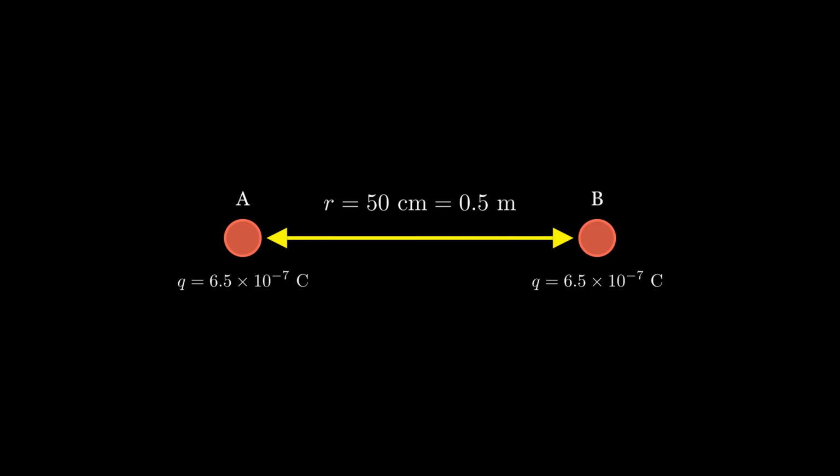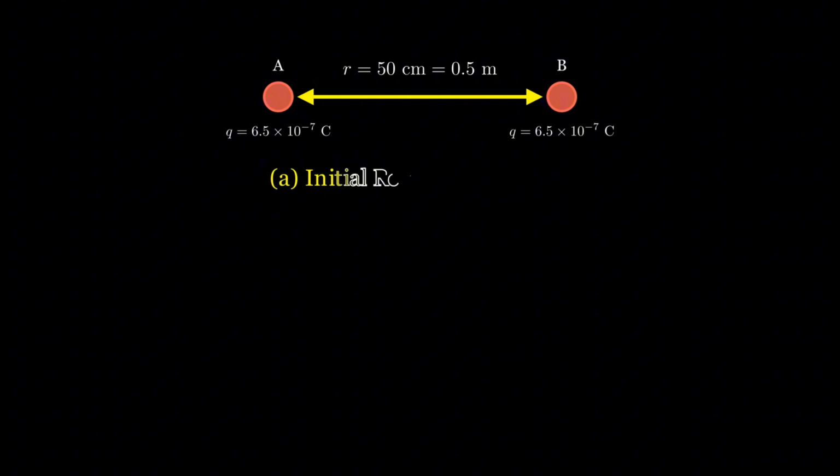For our last problem, we have two insulated copper spheres A and B. They are separated by a center to center distance r of 50 centimeters, which is 0.5 meters. Each sphere carries an identical charge q of 6.5 times 10 to the power minus 7 coulombs. Since their sizes are negligible, we treat them as point charges. Part A asks for the mutual force of electrostatic repulsion. Since both charges are positive, they repel.